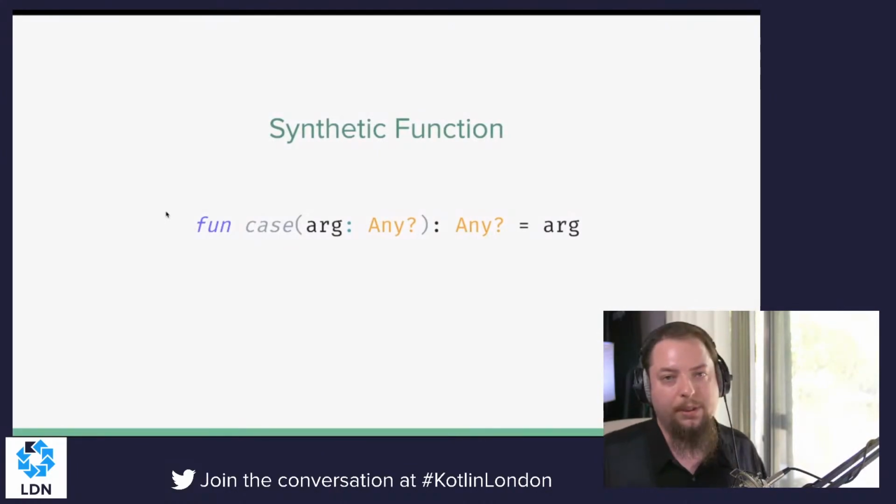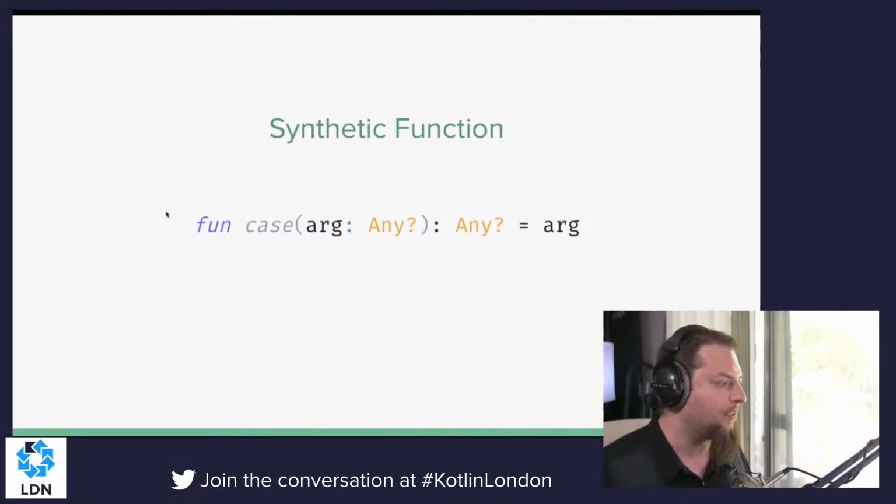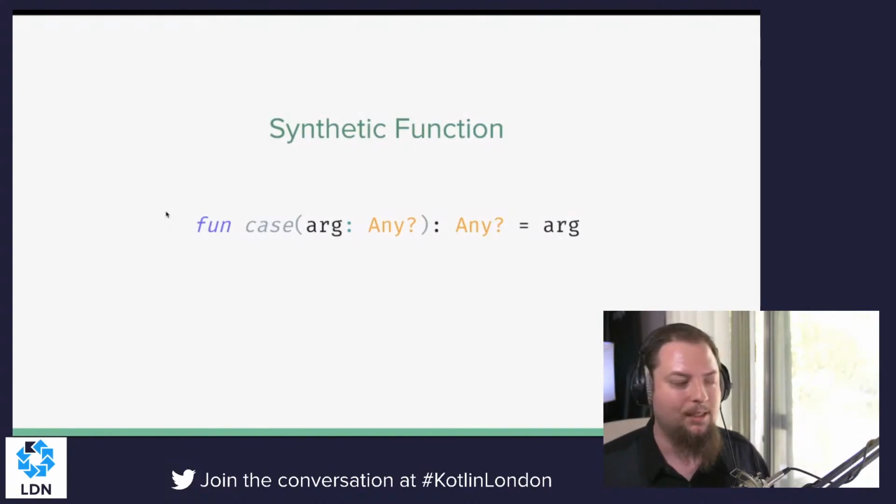Basically, it's a function that really does nothing. It just takes a parameter in of any nullable type, and it returns any nullable type. And you can see here, it just equals arg. That's it. It's literally just a way to mark off, hey, everything in these parentheses should be interpreted as pattern matching in the semantics.